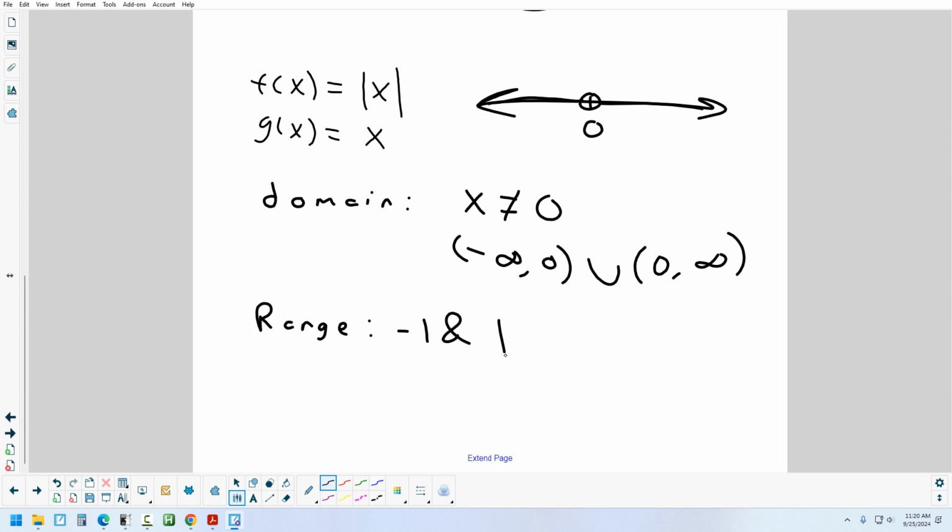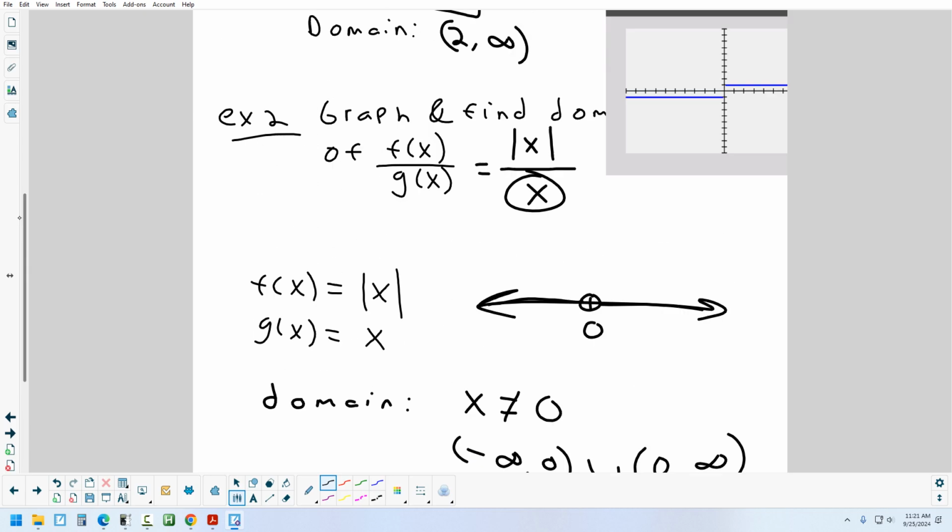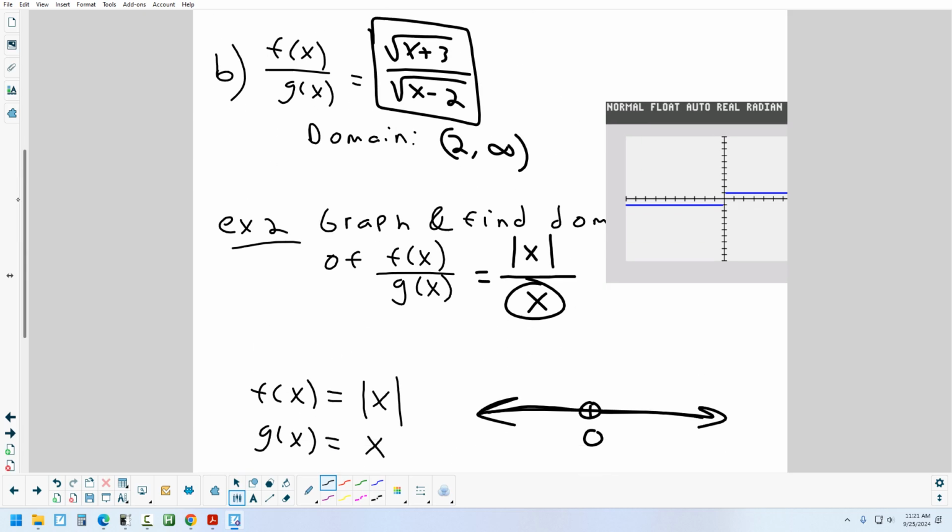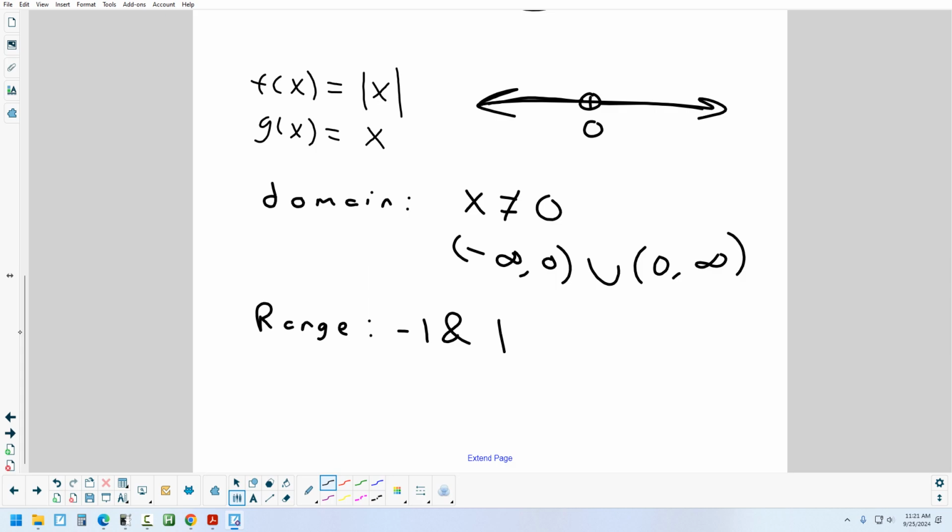That is not an interval. I'm not saying that the range is every single number between -1 and 1. I'm saying the range is exactly -1, +1. That's it. You know it's not an interval because I didn't use brackets or parentheses. Any question on that?